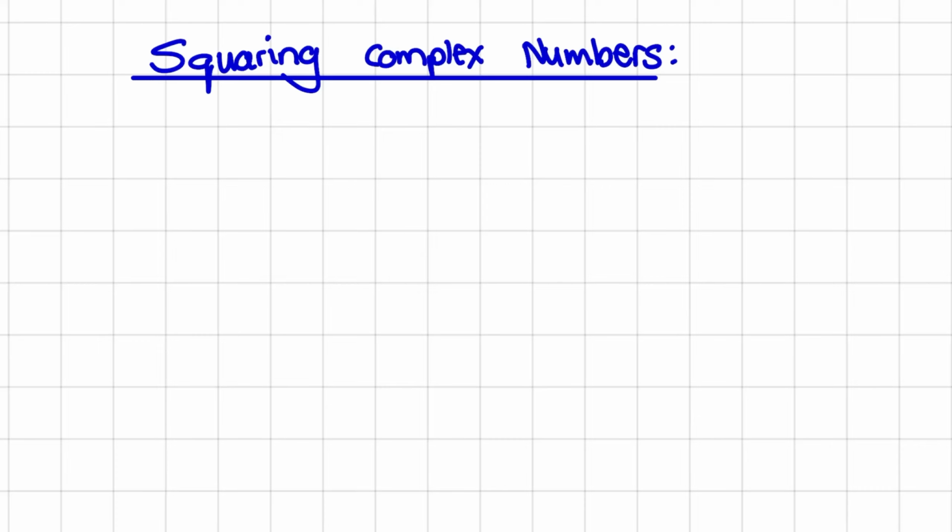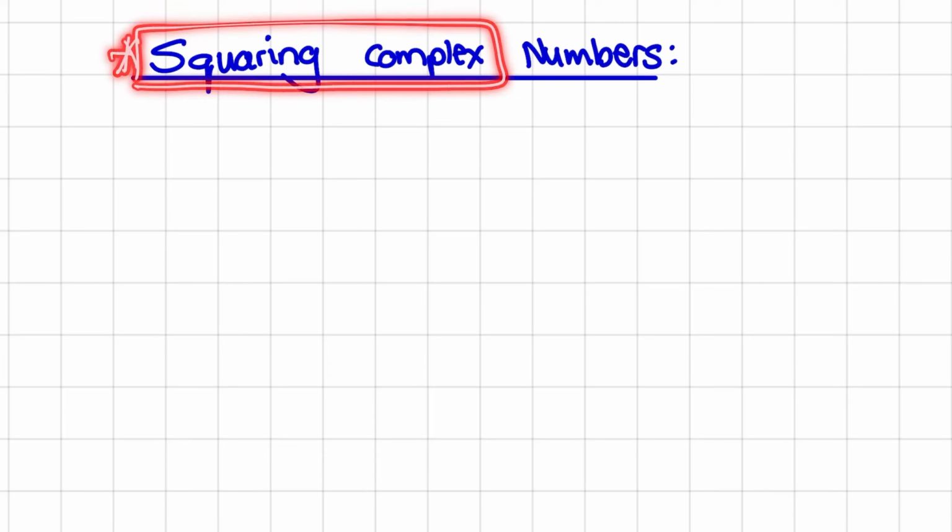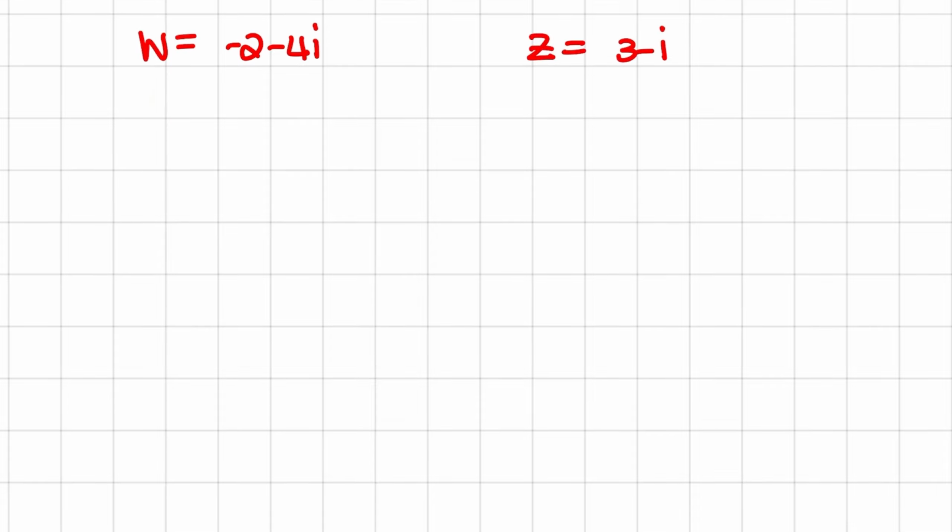In this video tutorial, we'll have 3 examples on squaring complex numbers. So let us say that we are given w is equal to negative 2 minus 4i and z is equal to 3 minus i. Now let's see what happens if we say w squared. That is simply saying negative 2 minus 4i squared.